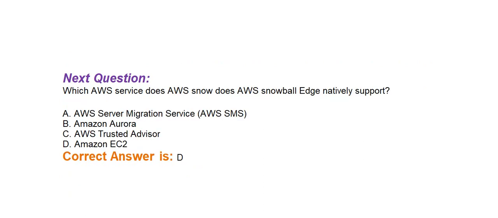Next question is, which AWS service does AWS Snowball Edge natively support? Option A, AWS Server Migration Service, AWS SMS. Option B, Amazon Aurora. Option C, AWS Trusted Advisor. Option D, Amazon EC2. Correct answer is option D, Amazon EC2.